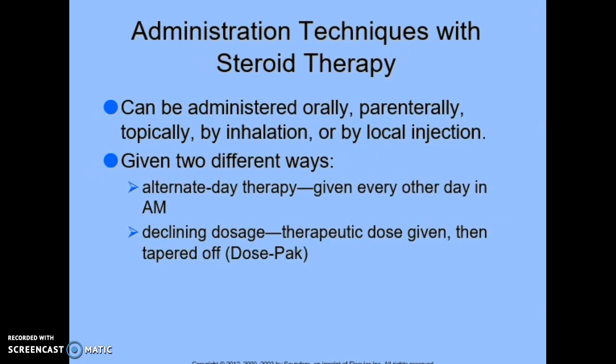So let's talk about some administration techniques with steroid therapy. Steroid therapy can be administered orally, parenterally, topically, by inhalation, or by local injection. They're usually given in two different ways. There's an alternative day therapy where they're given every other day in the morning, and then there's a declining dosage. This therapy gives a therapeutic dose and then tapers it off. So it's a dose pack.